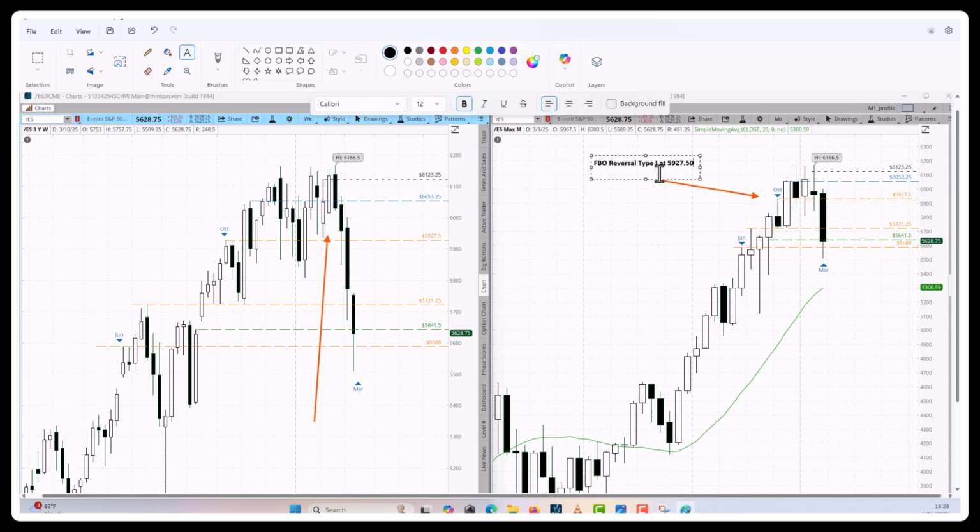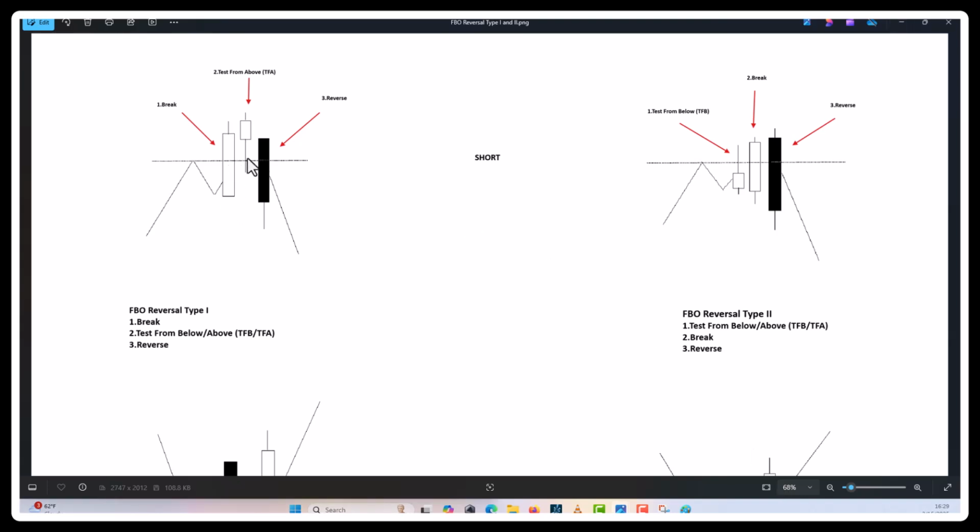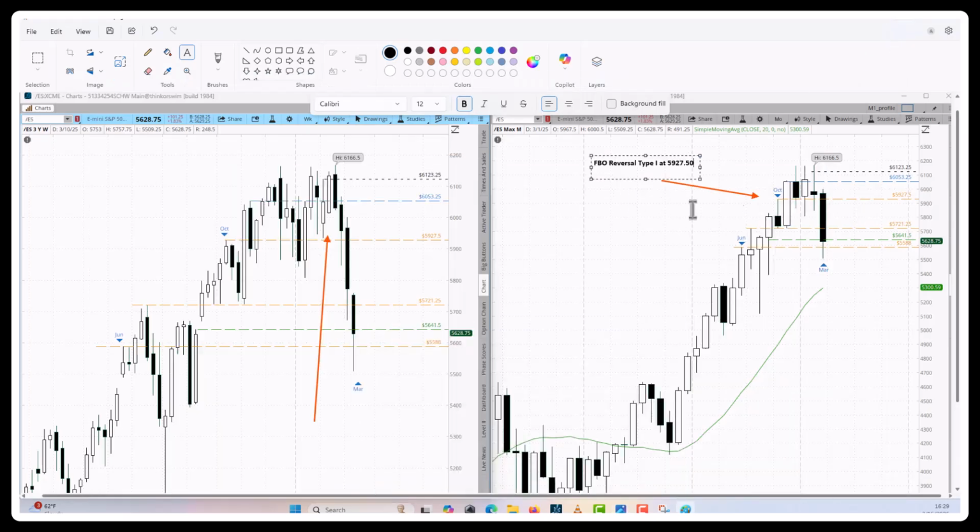For reversal type 1, the key right here is that you see the break test from above. In this case, we have 3 times, 3 months. That means 3 months of liquidity engineer, and then boom, it goes down and flushes all that sell side liquidity. Looks so juicy right there. Boom, it flushes.